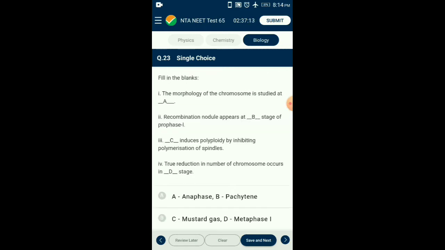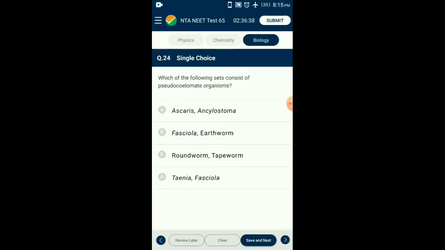Question number 23. Fill in the blanks. Totally there are 4 questions given. Recombination takes place at pachytene stage and reduction of chromosome number takes place in anaphase 1 stage.